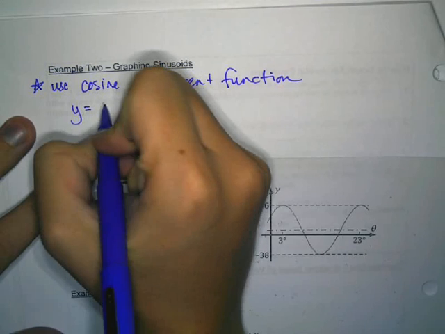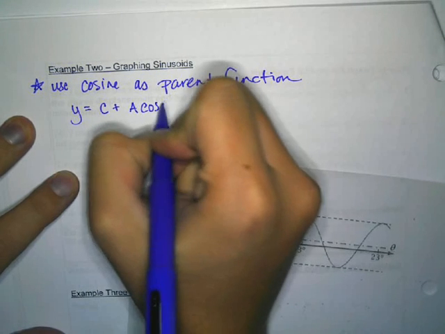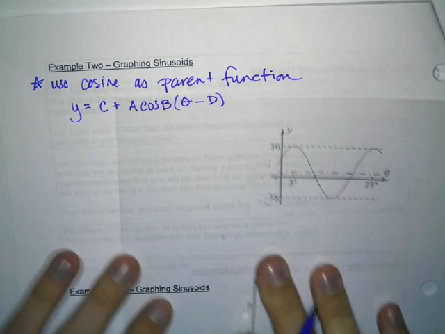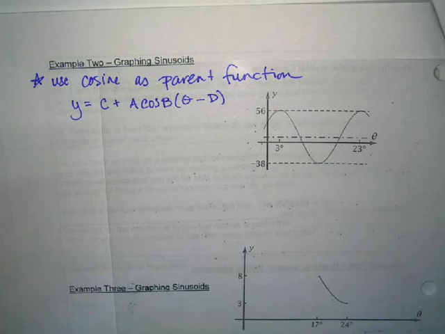I'm going to write out the general form that we talked about yesterday. And then we'll figure out what values go into each of those variables. So we have C, we have A, we have B, we have D. Is that a Y? Y. Alright, so maybe let's just refresh without even looking at the graph what each of the ones.